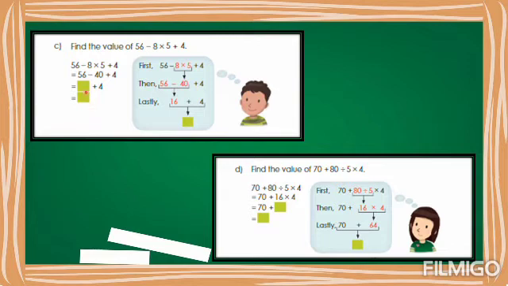And the missing number in the box is 56. Sorry, the missing number here is 16. And then we're going to put together the sum there. 16 plus 4, it's 20.